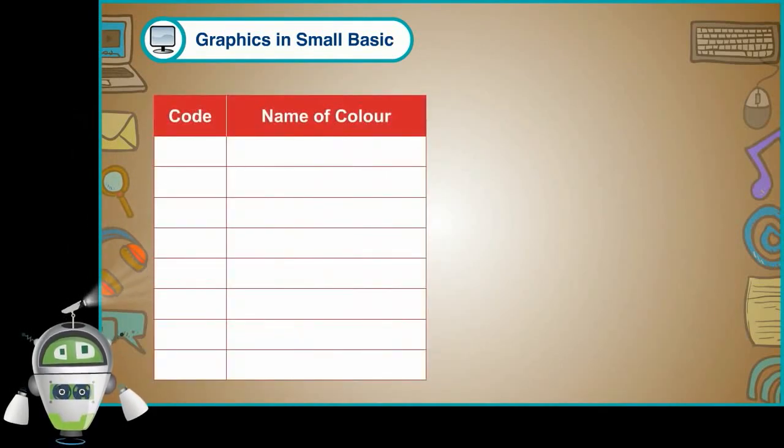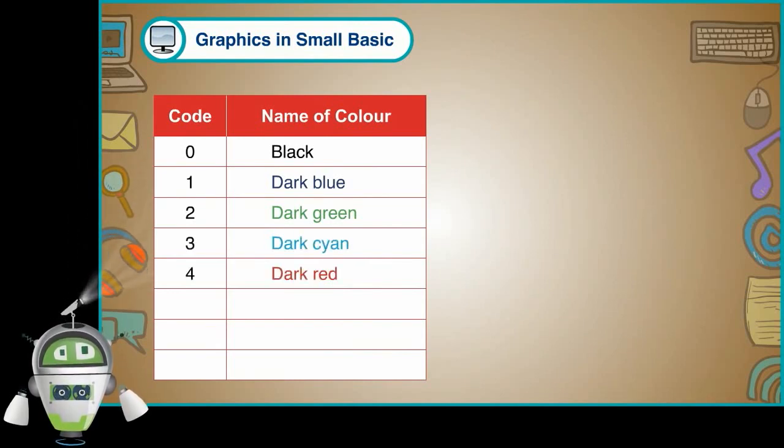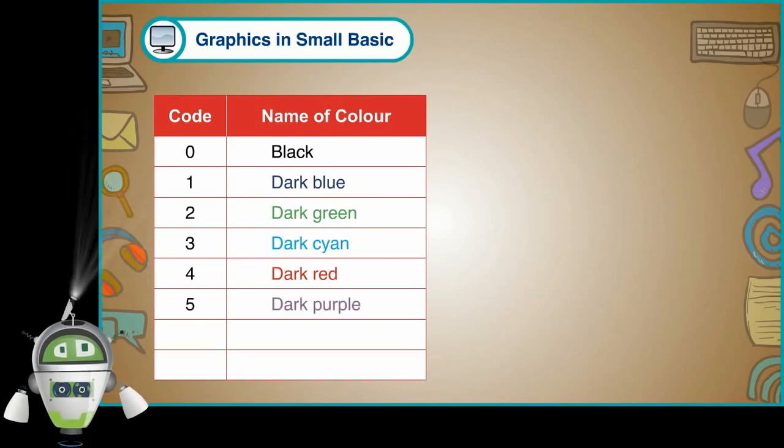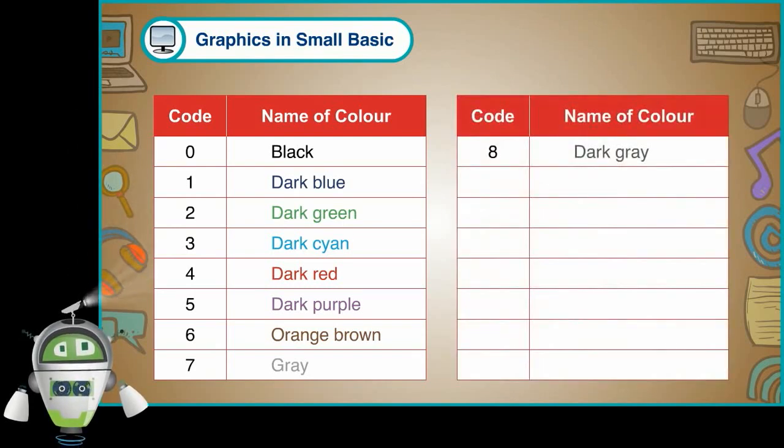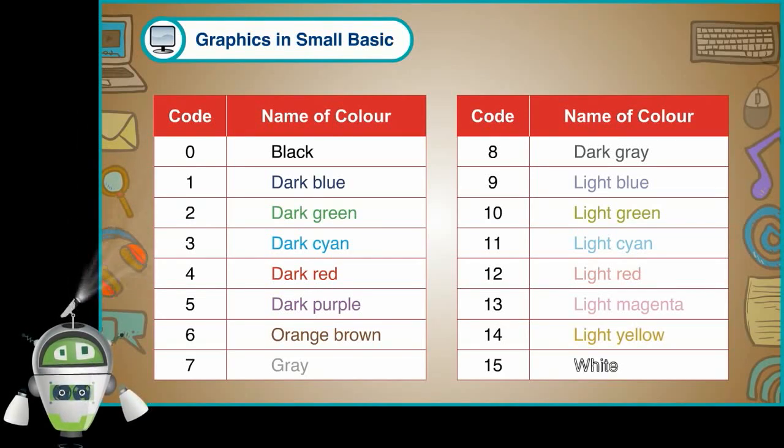Code, name of color: 0, black; 1, dark blue; 2, dark green; 3, dark cyan; 4, dark red; 5, dark purple; 6, orange brown; 7, gray; 8, dark gray; 9, light blue; 10, light green; 11, light cyan; 12, light red; 13, light magenta; 14, light yellow; 15, white.